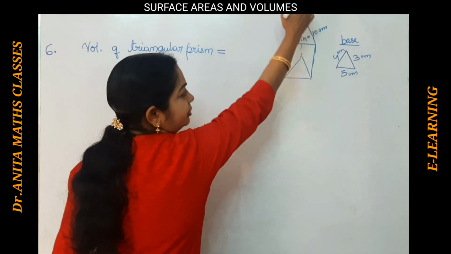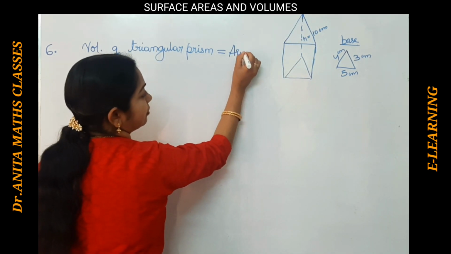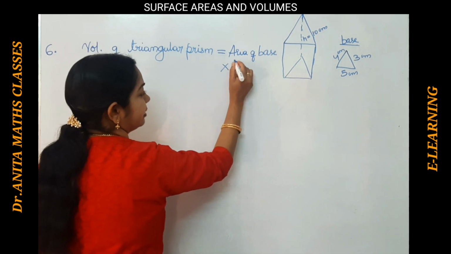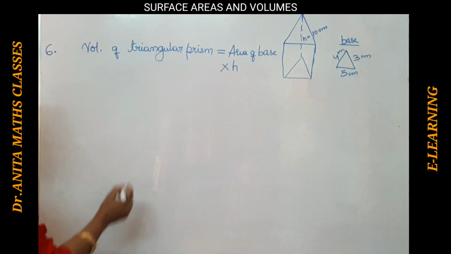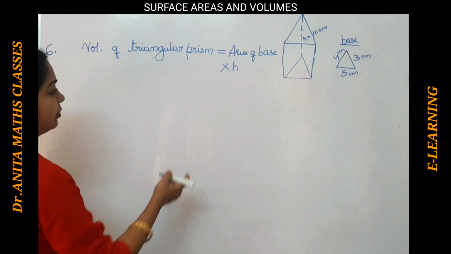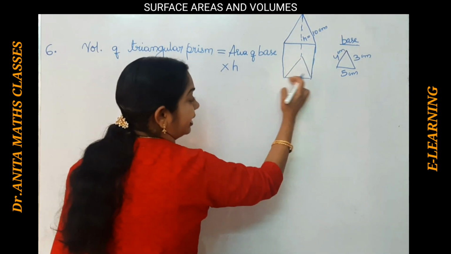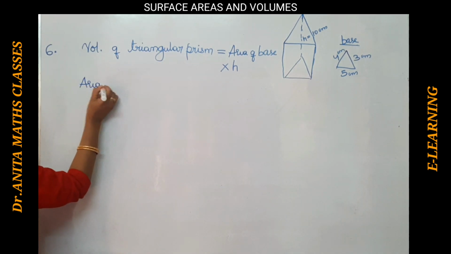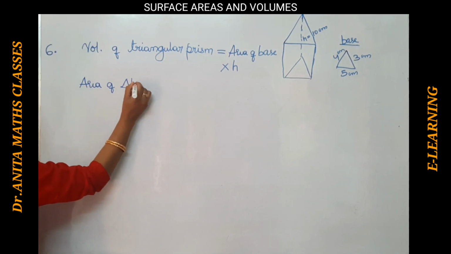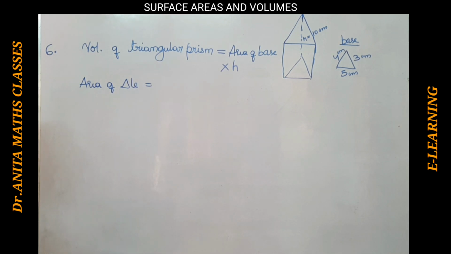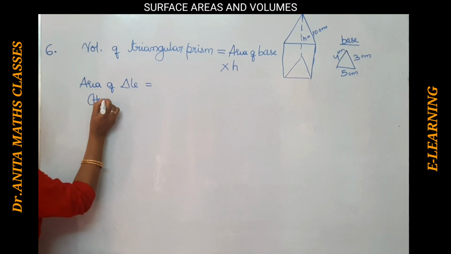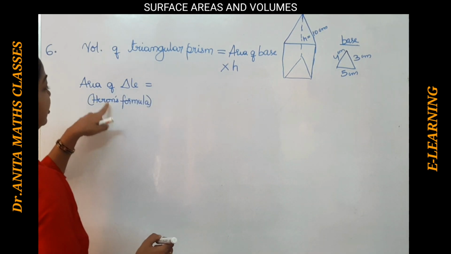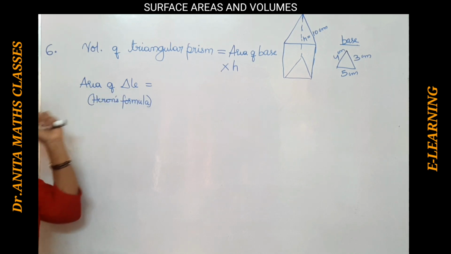Volume is area of the base multiplied by the height. Now the base is triangular, so area of the base means area of the triangle. When sides are given, we have to use Heron's formula. So using Heron's formula we can find the area of the triangle.